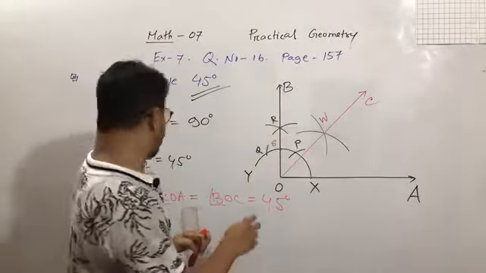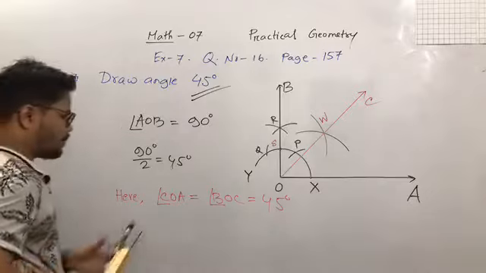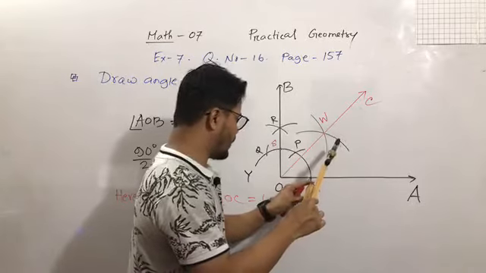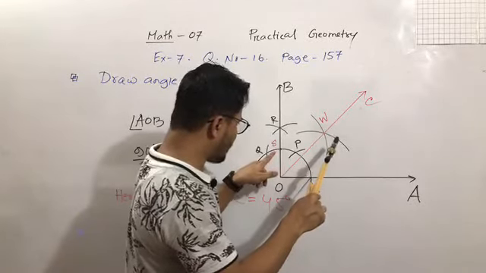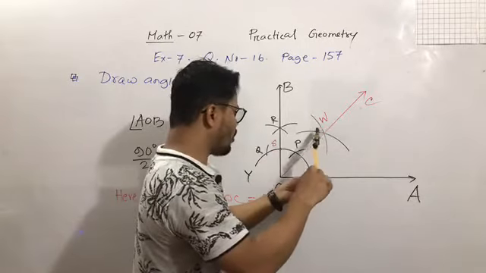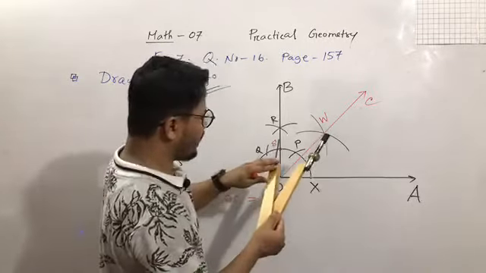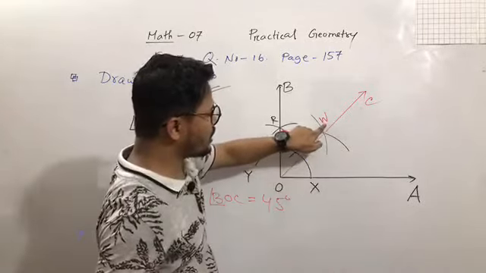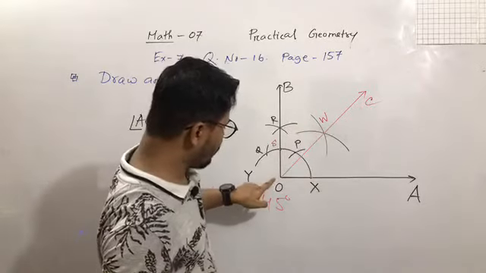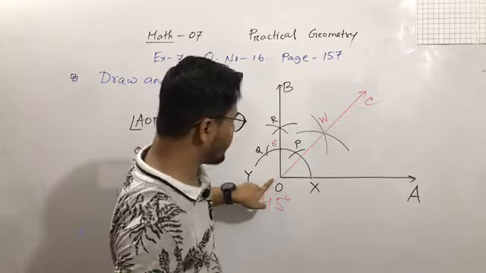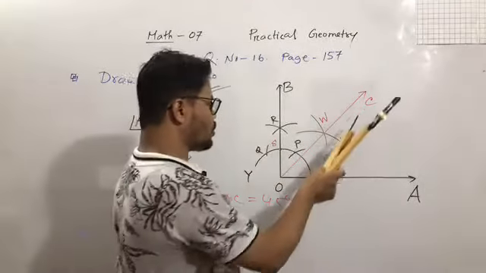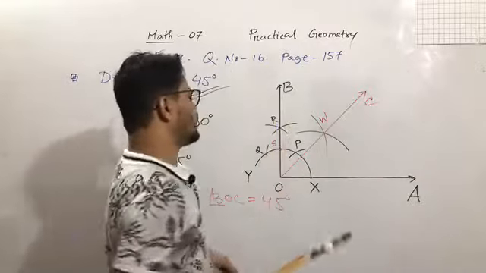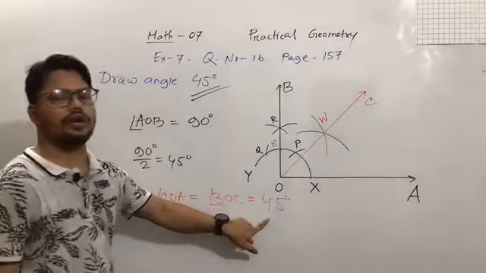And now placing the pointer at X, taking the radius greater than half of XS, draw an arc inside the angle, and taking the same radius, placing the pointer at S, draw another arc. Two arcs intersect each other at the point W. Now draw a ray OC which passes through the W. So COA or COB equal 45 degree, which is required angle.